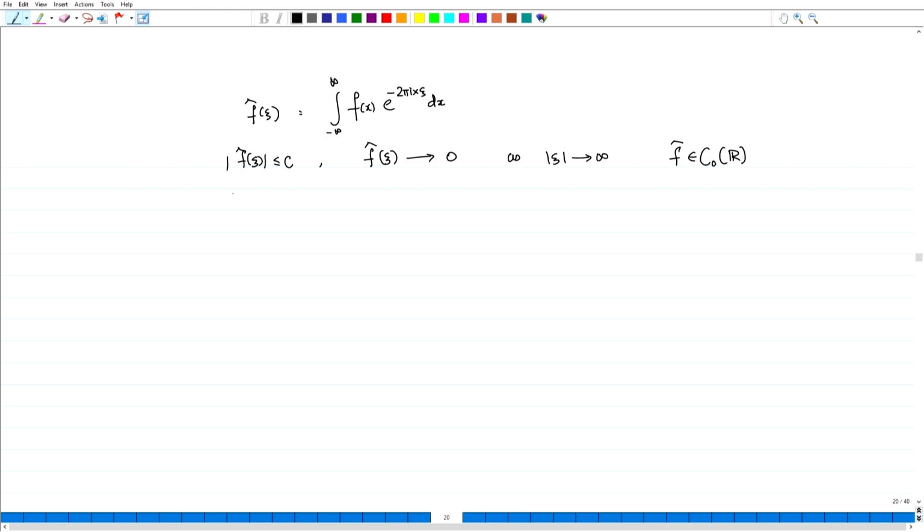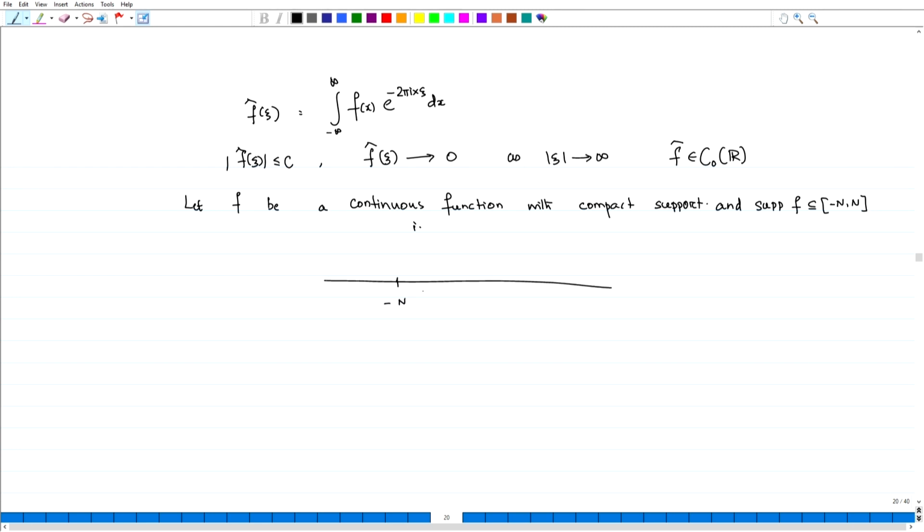So, let us take our f. Let f be a continuous function with compact support, that is, the support of f is contained in some interval minus N to N. That means f is a continuous function on minus N to N, and outside this interval it is going to vanish, it is 0. So, outside a certain finite interval this is 0, and here it is a continuous function.